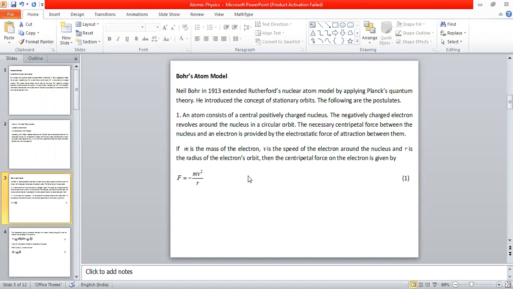Okay, so he introduces the concept of stationary orbits, and also he introduced the concept of quantization.